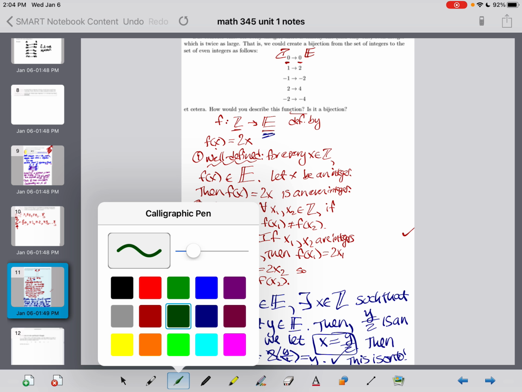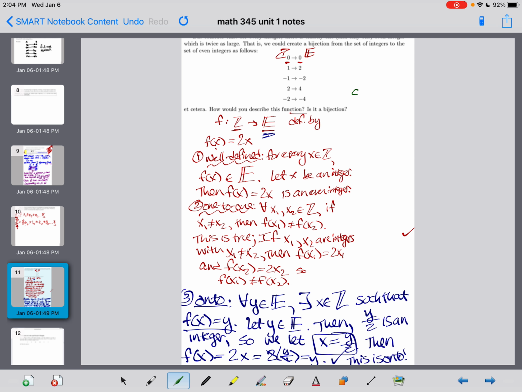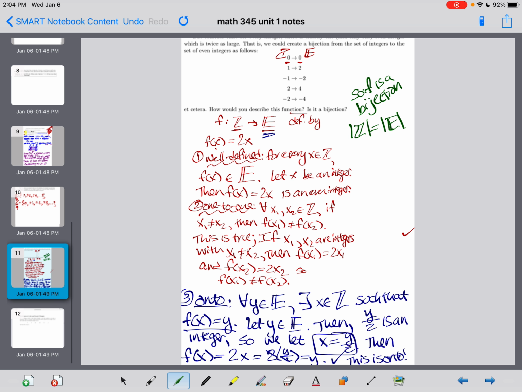Run out of space, so I'll have to wrap up my argument up here. So f is a bijection. And so we can say that using our definition of cardinality, the integers and the even integers have the same cardinality. It's the same size infinity. And again, that doesn't mean that all infinite sets have the same cardinality. We'll see in the exercises that there's ways to prove that there are bigger infinities, but they might actually surprise you where we draw the line. And so we'll talk about that when we talk about the exercises in class.